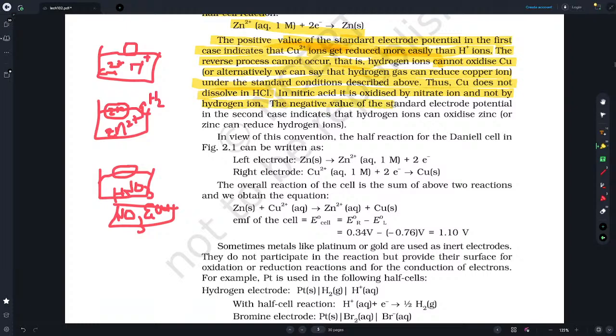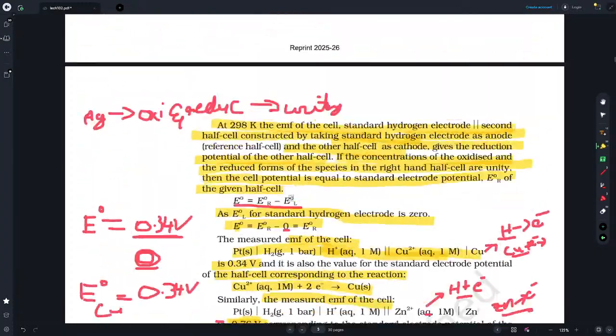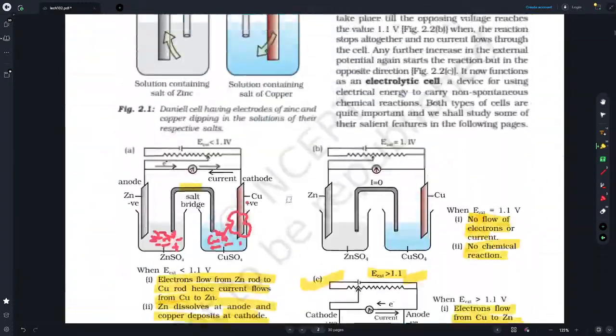The negative value of the standard electrode potential in the second case indicates that hydrogen ions can oxidize zinc, or zinc can reduce hydrogen ions, because zinc has a negative 0.76 volt value. Hydrogen is more reducible than zinc. In view of this convention, the half reaction for the Daniell cell in Fig 2.1 can be written as this one.